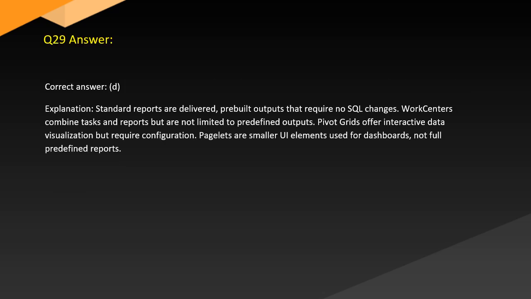Answer. Correct answer: C. Explanation. Standard reports are delivered, pre-built outputs that require no SQL changes. Work centers combine tasks and reports, but are not limited to predefined outputs. Pivot grids offer interactive data visualization, but require configuration. Pagelets are smaller UI elements used for dashboards, not full predefined reports.